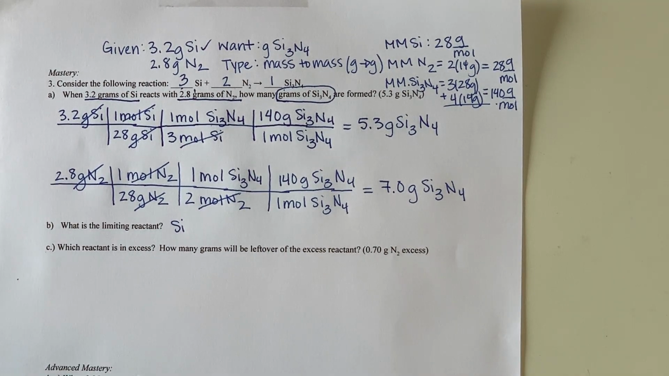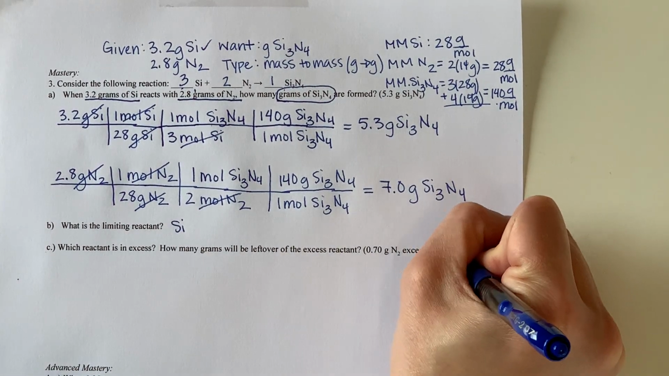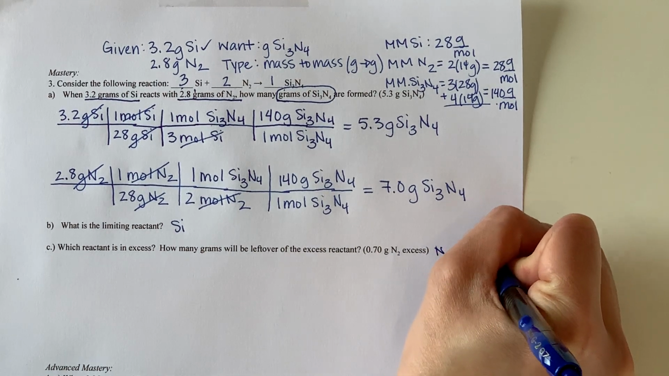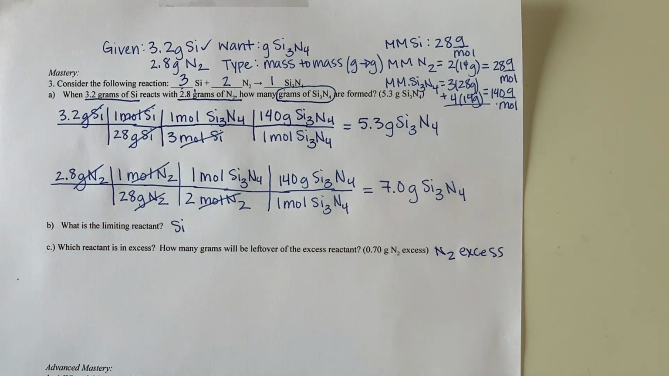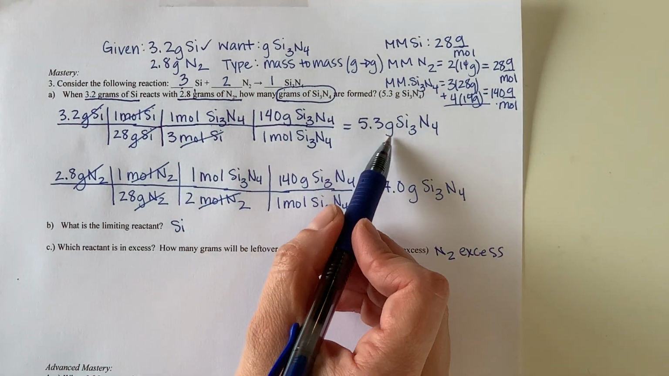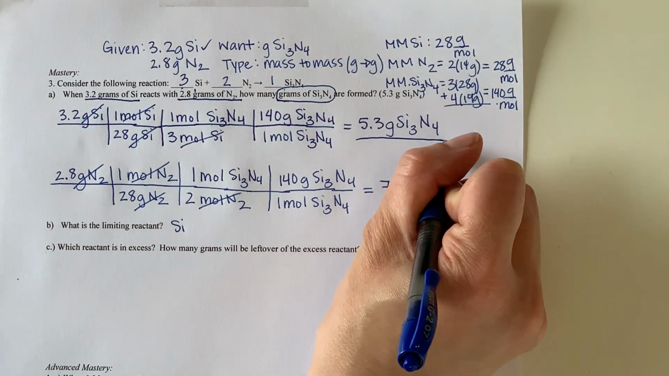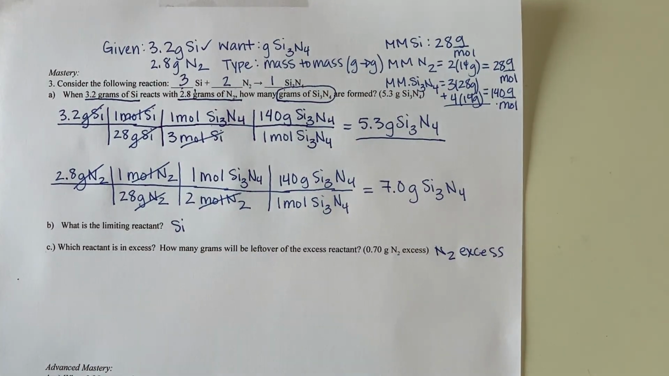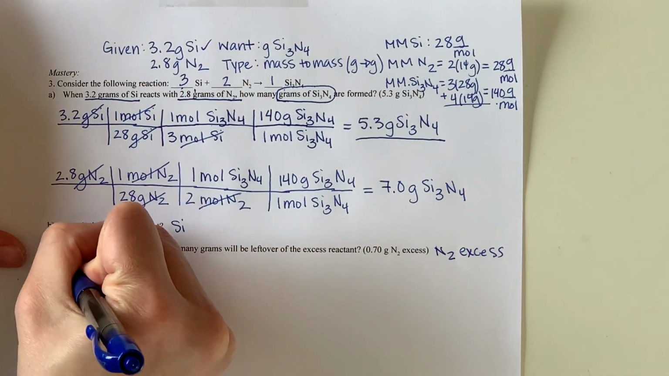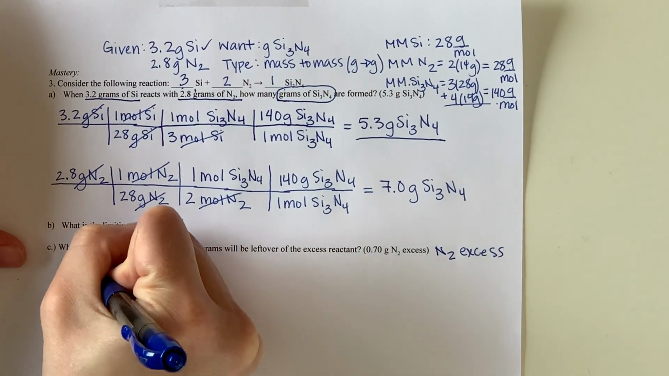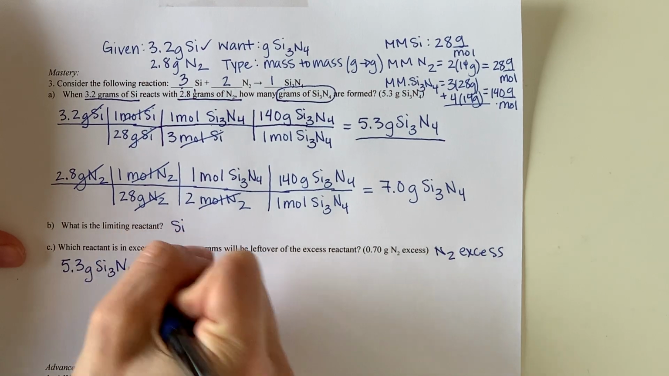So here's what I want to do. We know that N2 is in excess because silicon was our limiting reactant. So this time I'm going to start with how much product I actually can make, which we said was 5.3 grams of Si3N4. So that becomes my given, 5.3 grams Si3N4.